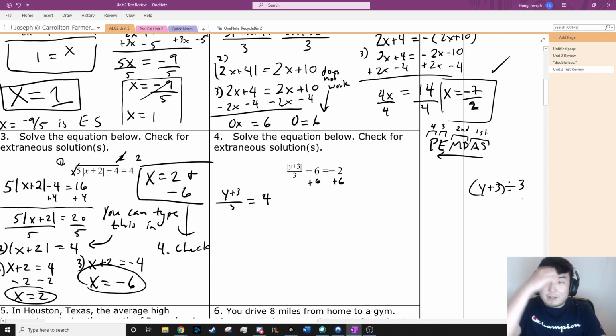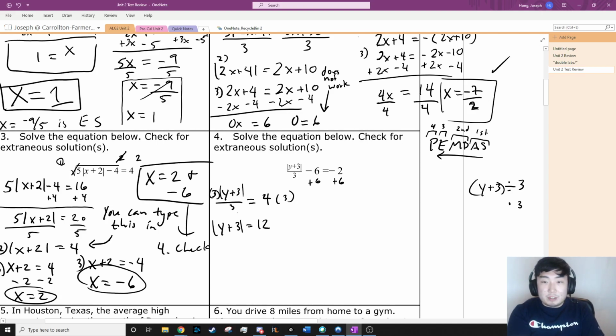And we know that dividing by 3, to undo this, is to multiply by 3. So I'll just write multiply by 3, and that means that I have to do it on this side as well. The absolute value of y plus 3 is equal to 12. Oh, this is absolute value, sorry. And now I finished step 1.